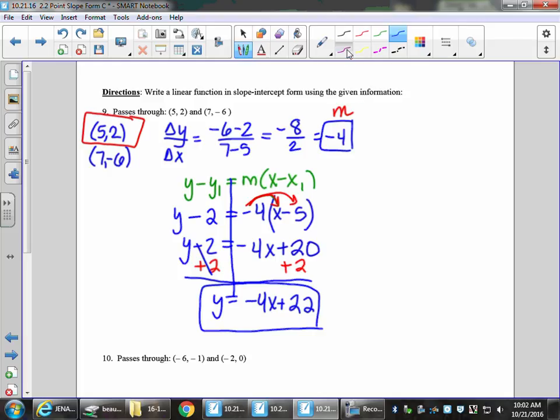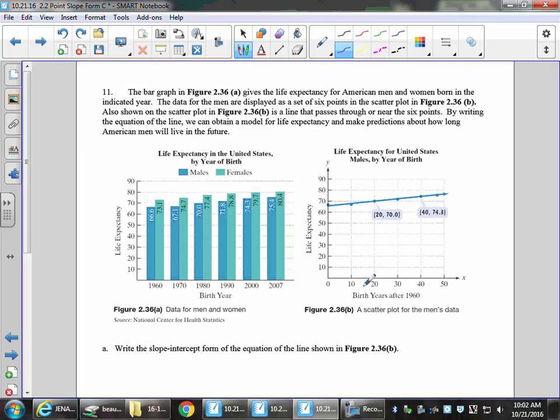Yes, so my recommendation, write this down every time. That's how we know what to write, is that's what we're working off of, is that model, okay? 10 will be for homework. Let's look at 11.